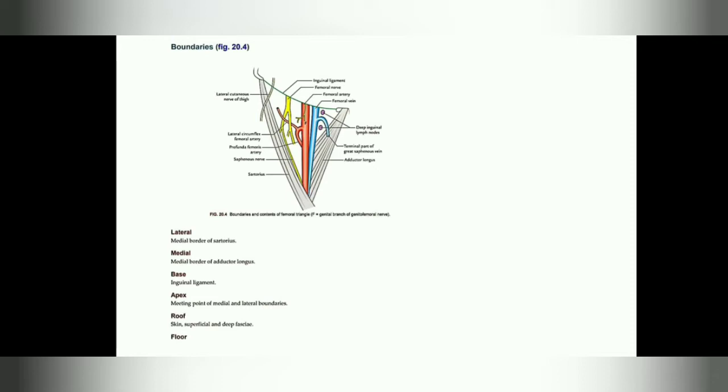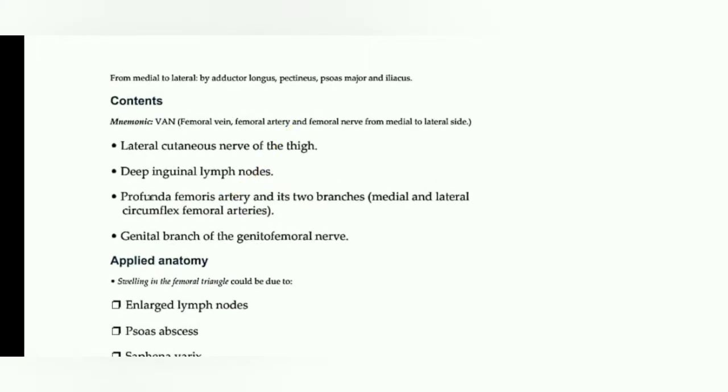The roof, we said, is skin, superficial fascia, and deep fascia, containing the superficial epigastric vessels, superficial external pudendal vessels, superficial circumflex iliac vessels, and the superficial inguinal lymph nodes. And the floor contains 4 muscles from medial to lateral: adductor longus, pectineus, tendon of psoas major, and iliacus. The contents: VAN, vein, artery, nerve, femoral vein, femoral artery, femoral nerve from medial to lateral side.